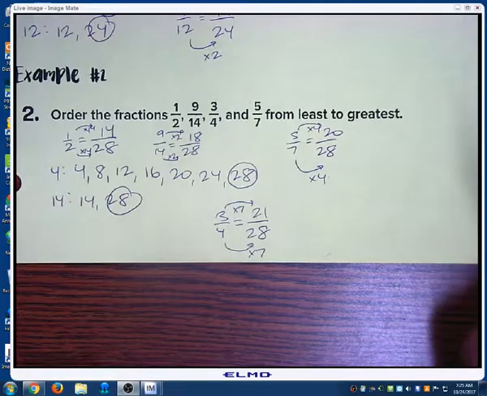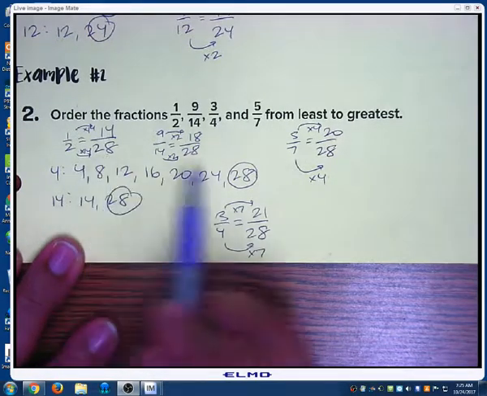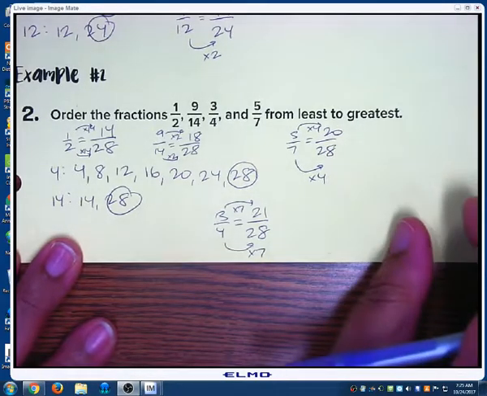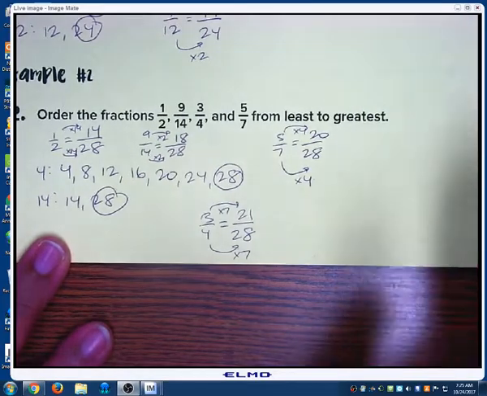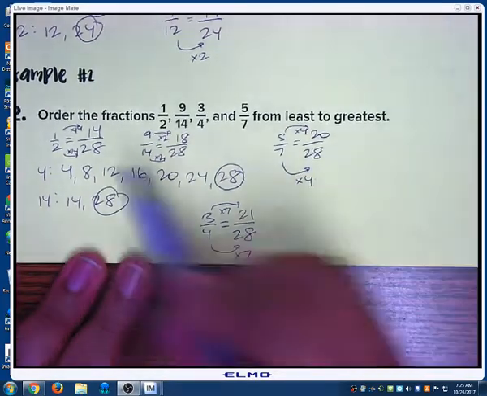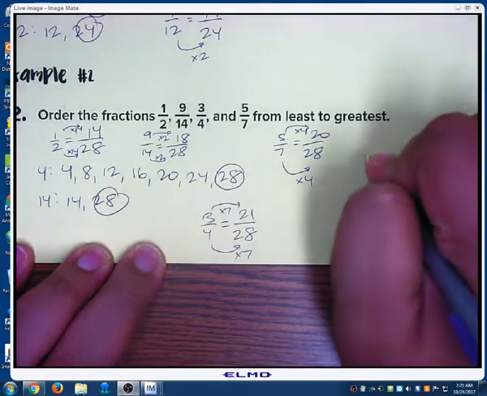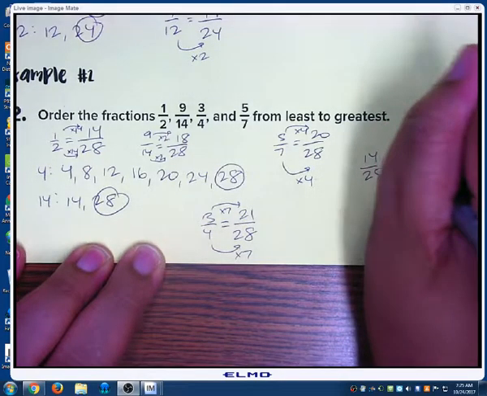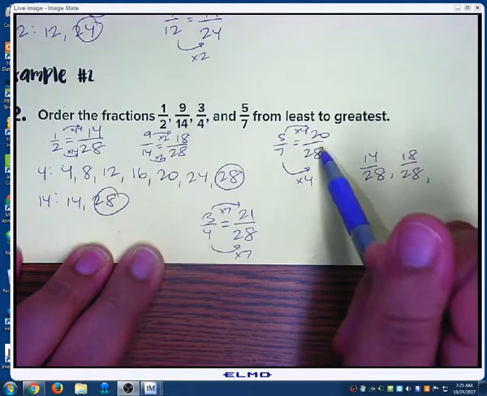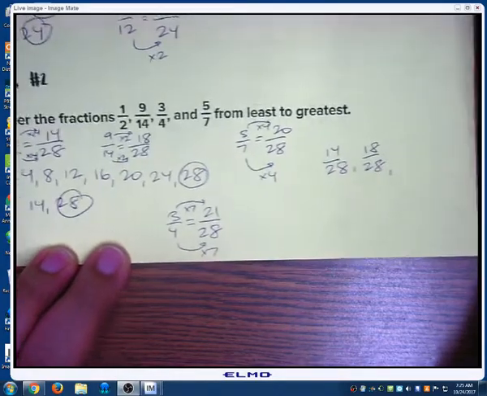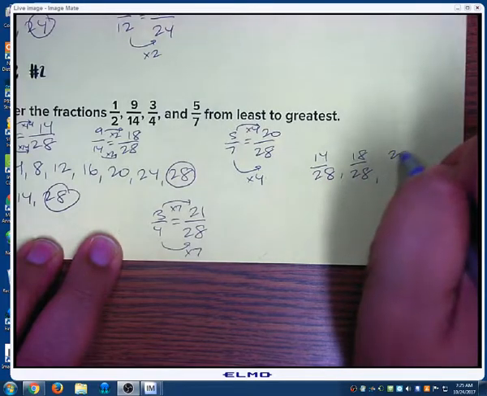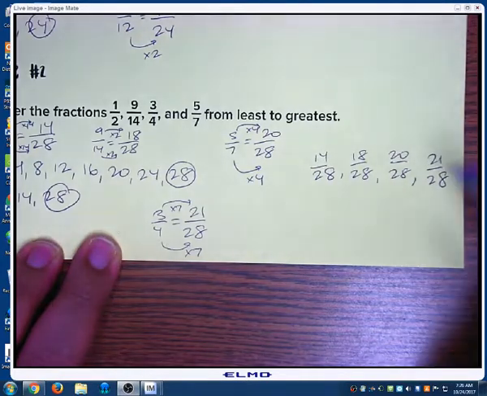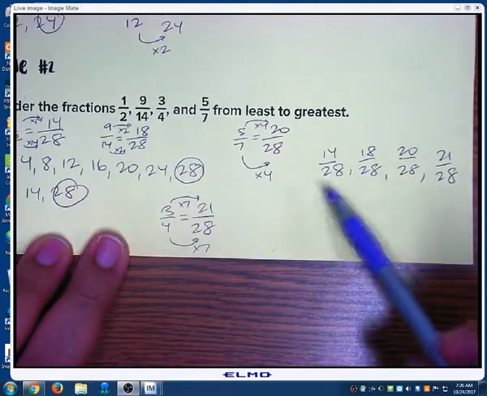So I have 14/28, 18/28, 21/28, and 20/28. So let's put those numbers in order first and then figure out the equivalency. So first it would go 14 over 28, then it would be 18 over 28, then it would be 20 over 28, and then it would be 21 over 28. So now that I have these in order, now I have to figure out what are the equivalencies.